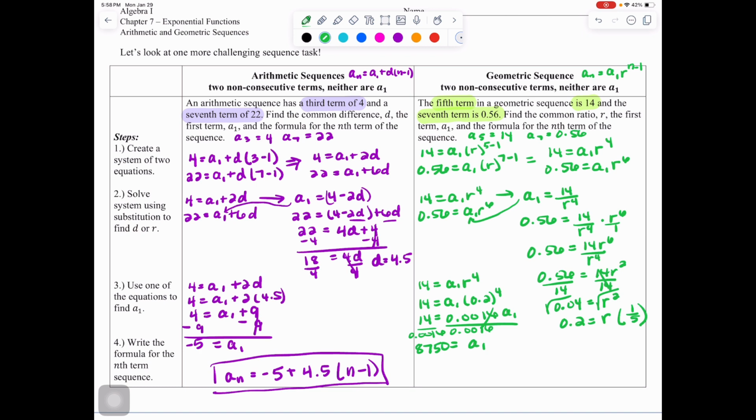So now that I know a sub 1, and I know the common ratio, I have enough to write my formula. So I would get a sub n equals 8,750 is my first term, 0.2 is my ratio, and n minus 1 is my exponent. Or, remember, I can write it with a fraction. A sub n equals 8,750 times 1/5 to the n minus 1. And either one would be okay.